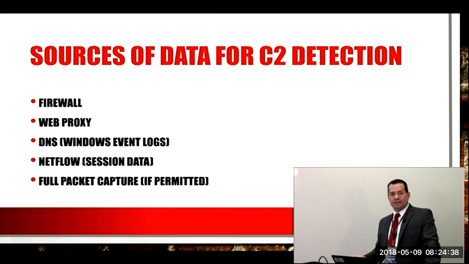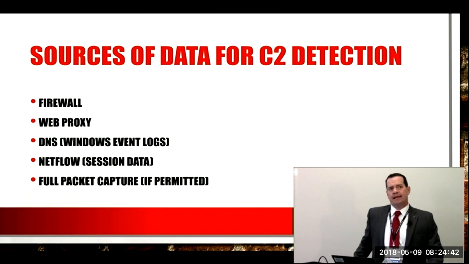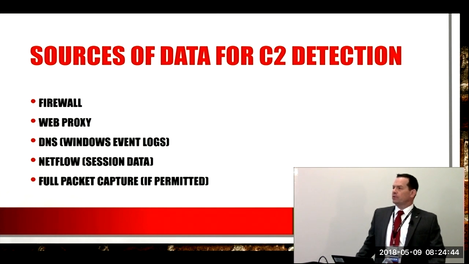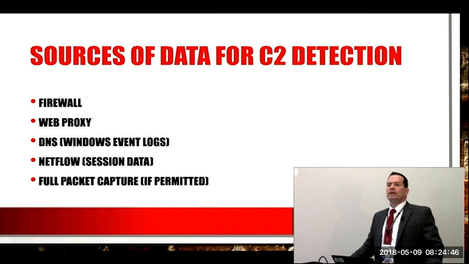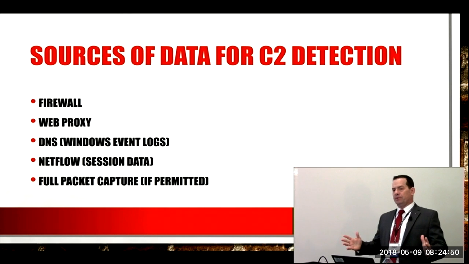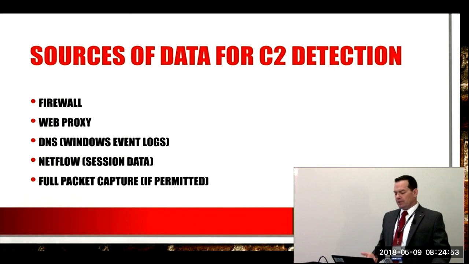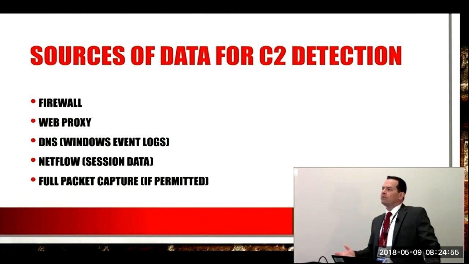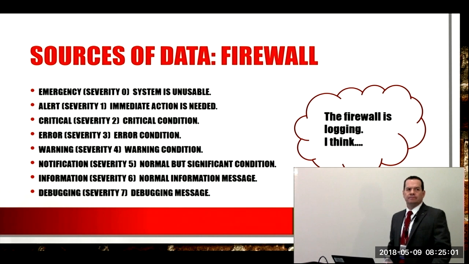Again, that's a policy type of thing. You want to check and make sure your policy permits you to do full packet captures. And you also want to make sure that you have the CPU and storage for full packet captures, because it gets very big very quickly. But these are some locations that you can use in your own networks for C2 detection. You also want to test those, okay?